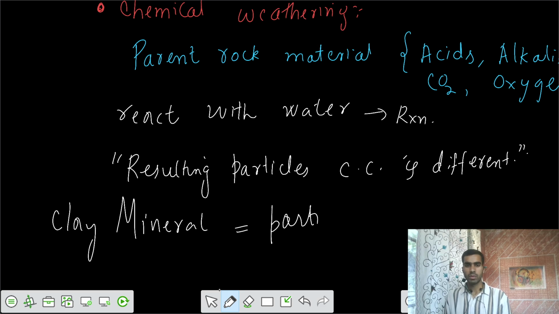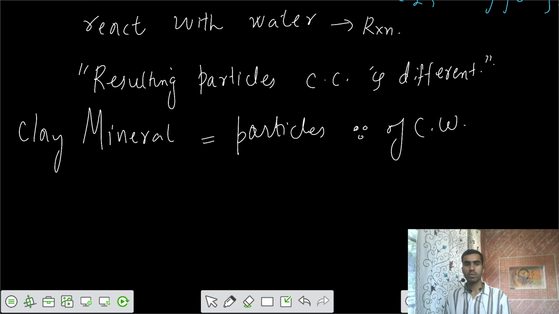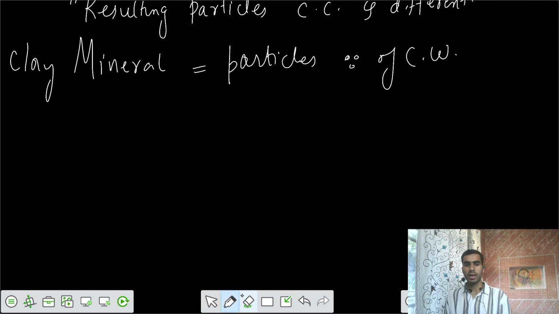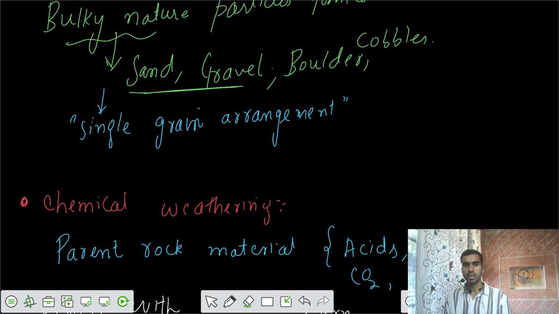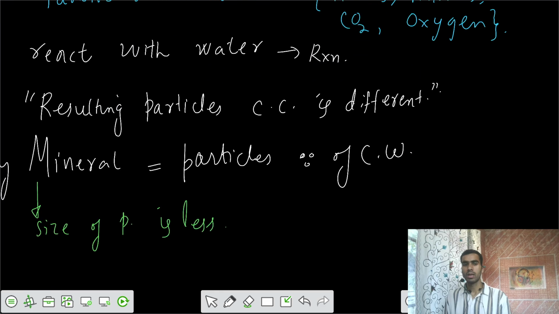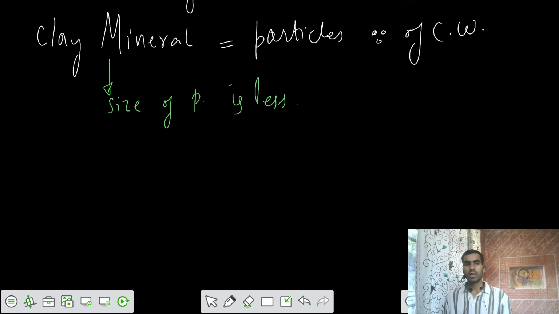The particles formed because of chemical weathering, we call them clay mineral. And here the size of the particles is less, less as compared to the single grain arrangement, that is sand and gravel. So here we have this clay mineral.